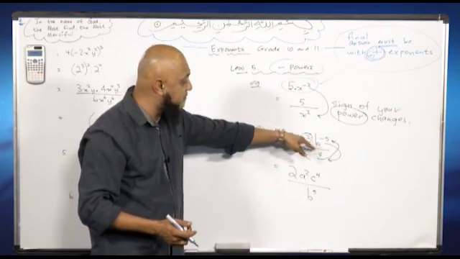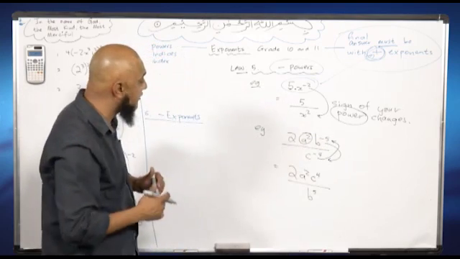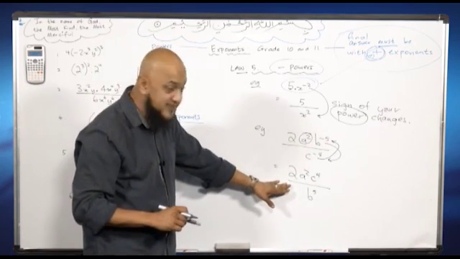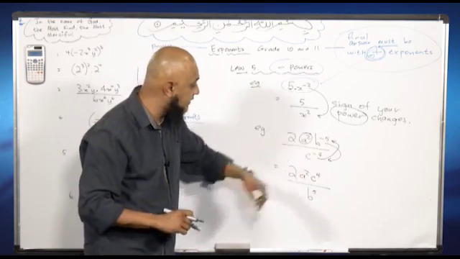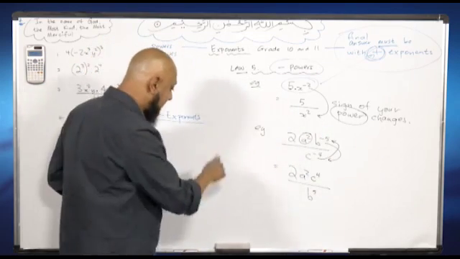So 2a squared b to the minus 5 over c to the power minus 4 will be written in your final step as 2a squared c to the power plus 4 over b to the power plus 5. Okay, that's another example.